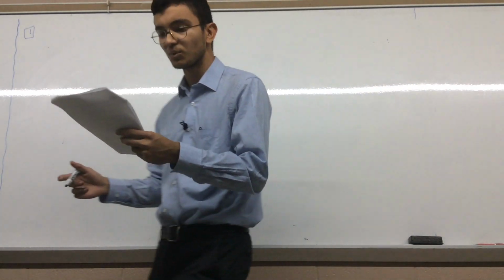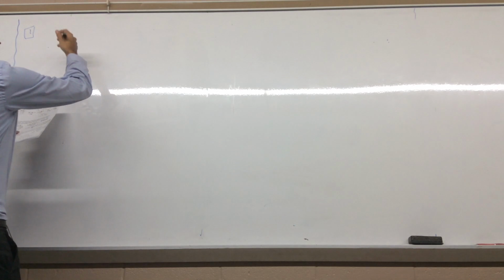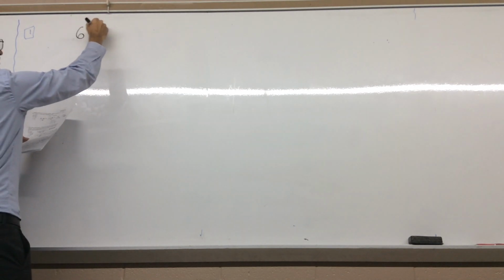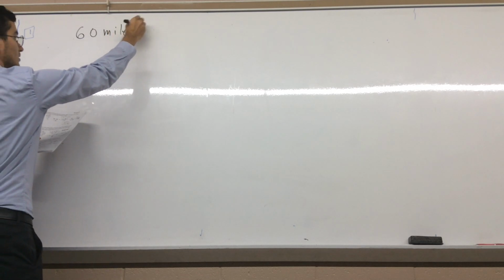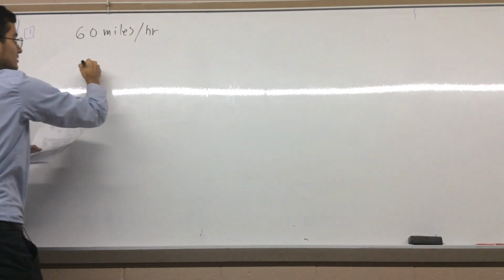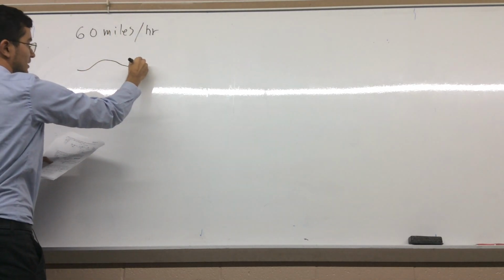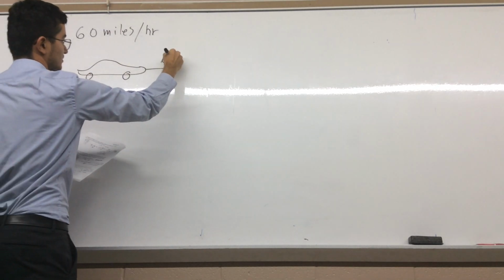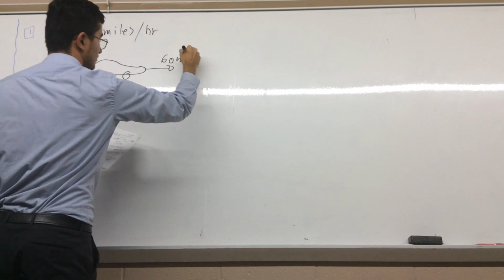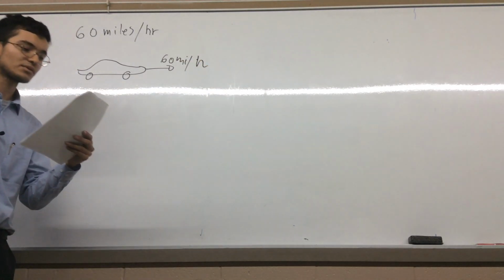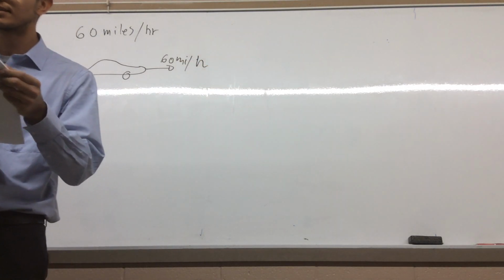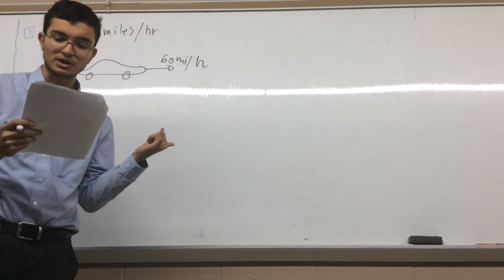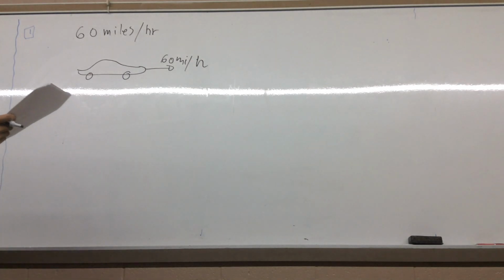For number one, it says that a student is driving a car at 60 miles per hour. Imagine that there is a car, this is a bad drawing, and it's going at 60 miles per hour. They're asking us what is the speed in meters per second? We're given this in miles per hour, but we could find it in meters per second.